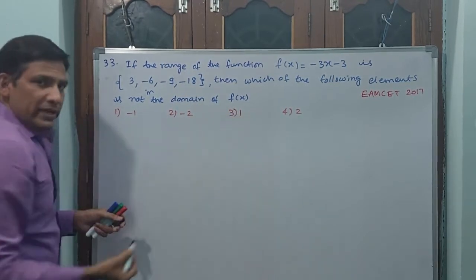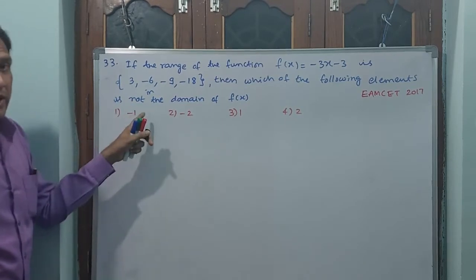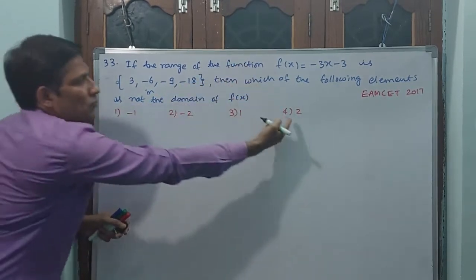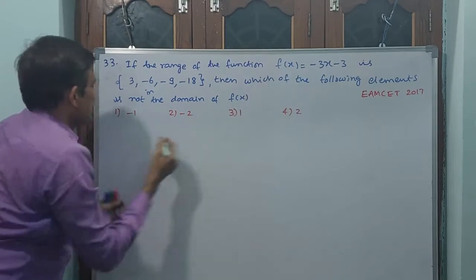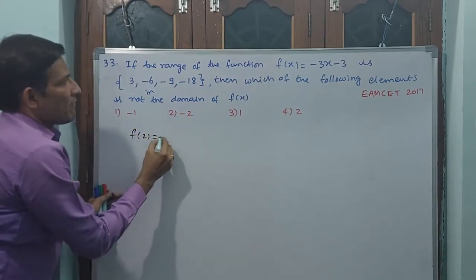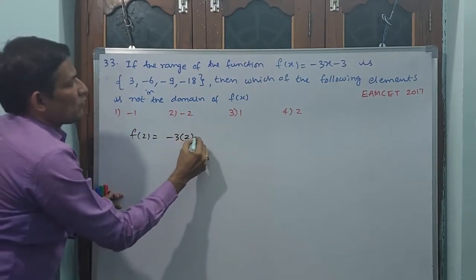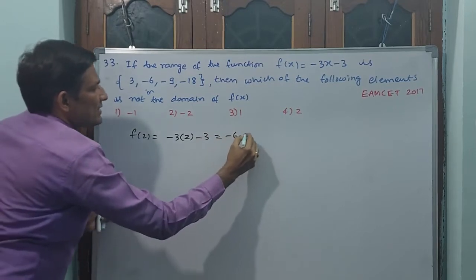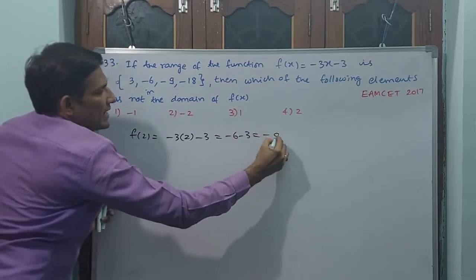See, if you take 4, they are asking me about the domain, how to do it, the input. f of 2, if 2 is given, f of 2 is equal to minus 3 into 2 minus 3, that is equal to minus 6 minus 3, that is equal to minus 9.